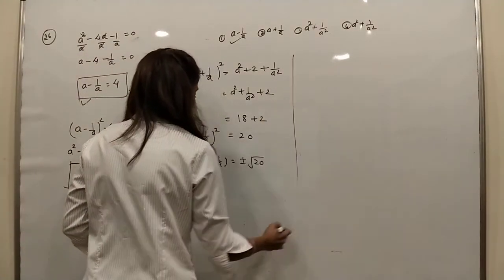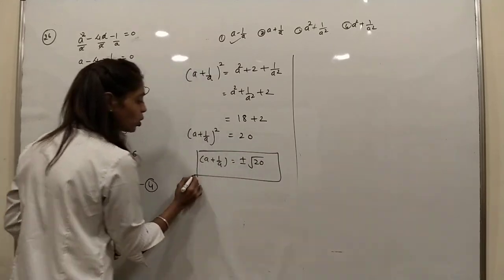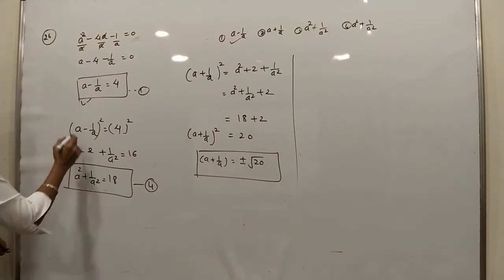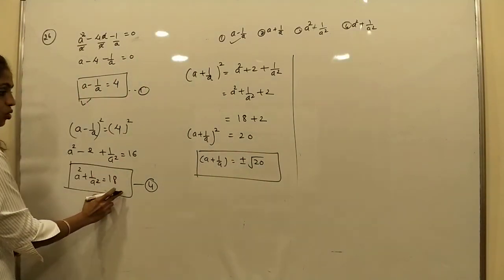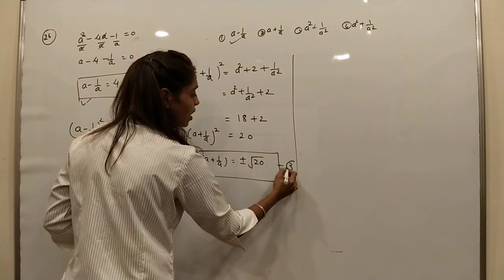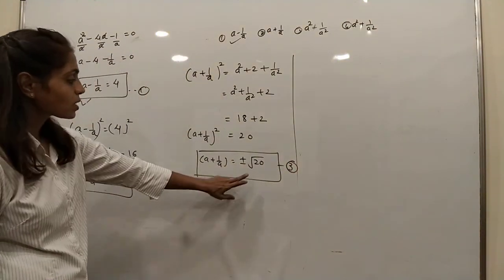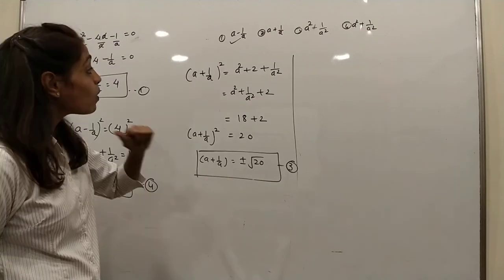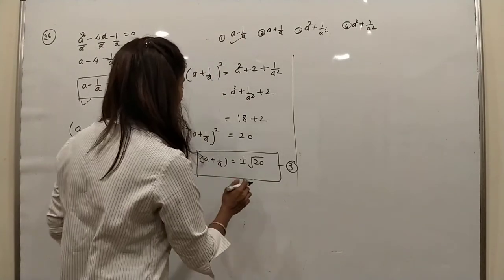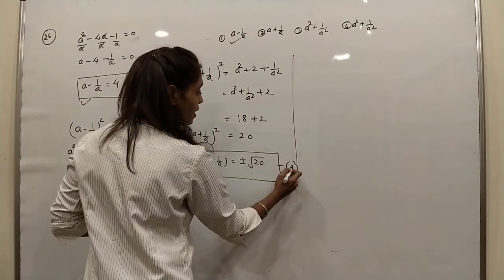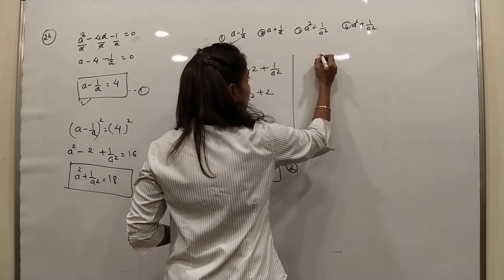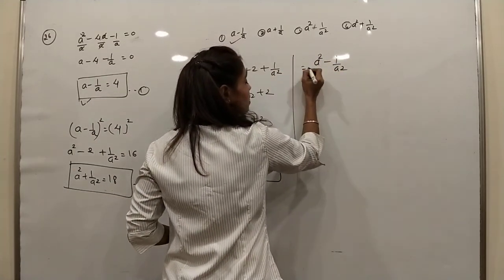Okay. Now I have the value of a plus 1 upon a. First answer, fourth answer. This is the third answer. Now I want the second answer. Now the third answer, a square minus 1 upon a square.